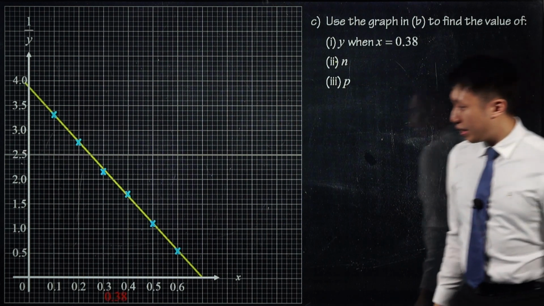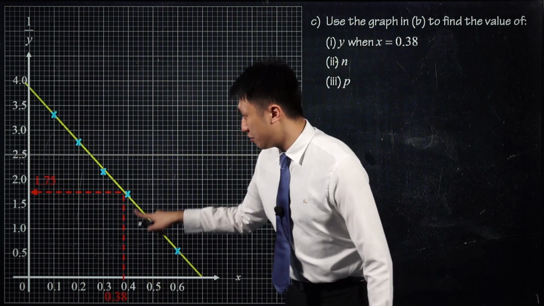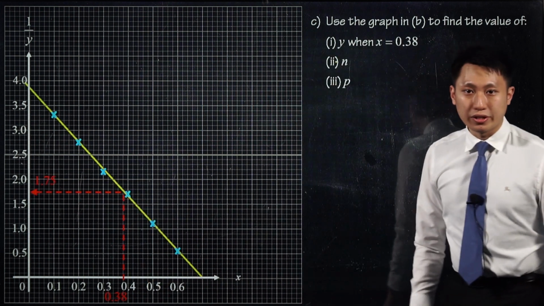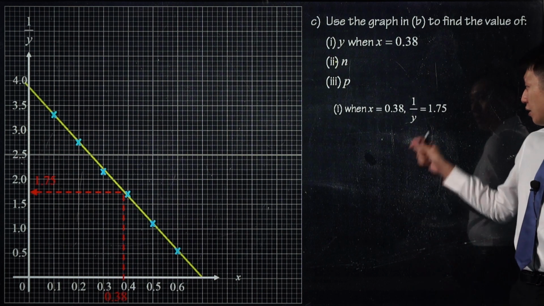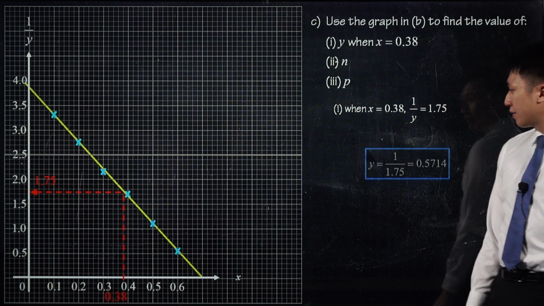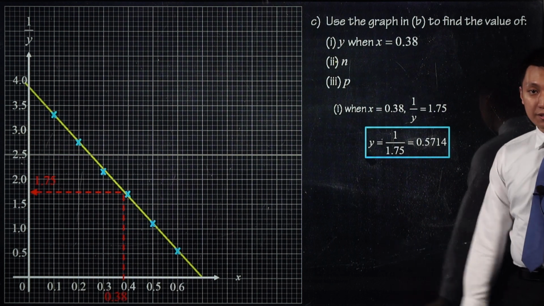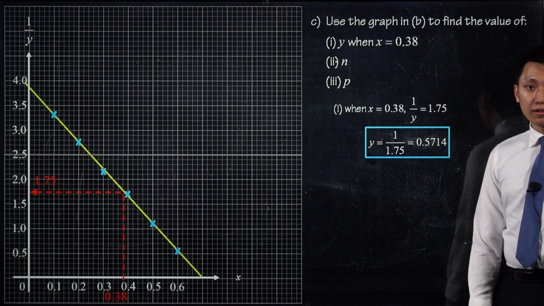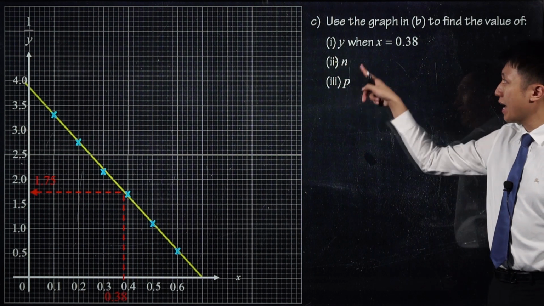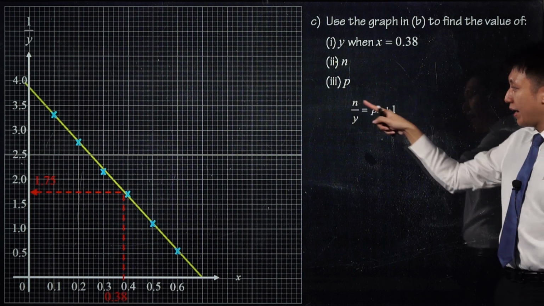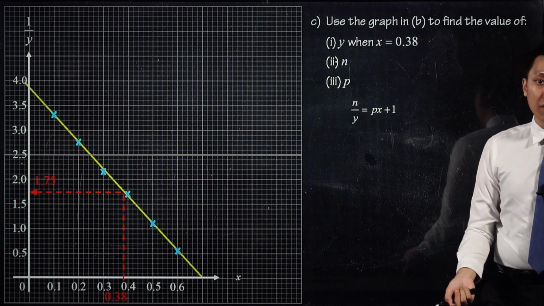Okay, so then we draw it. 0.38, move it here, 1.75. So is your answer here 1.75? No. So 1 over y is 1.75. Hence, y is 1 over 1.75, which gives you this answer. Okay? Great. Next, we have to find n. n over y is equal to px plus 1. This is given in the question.